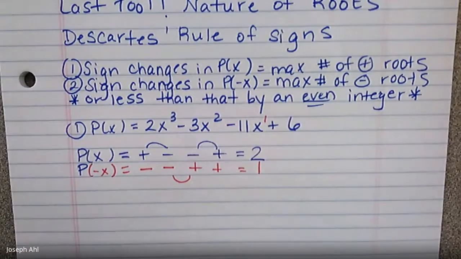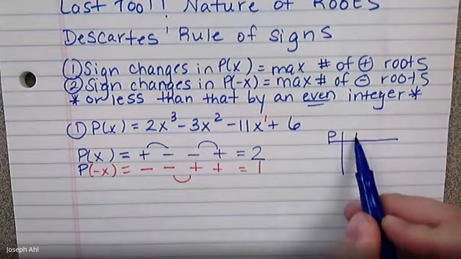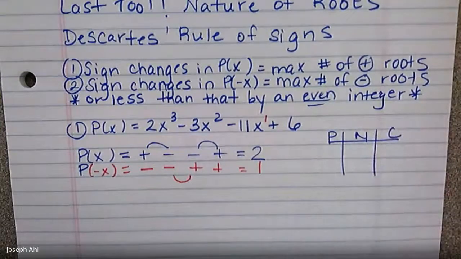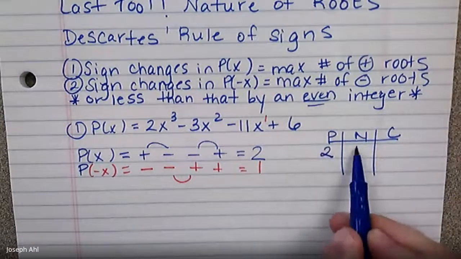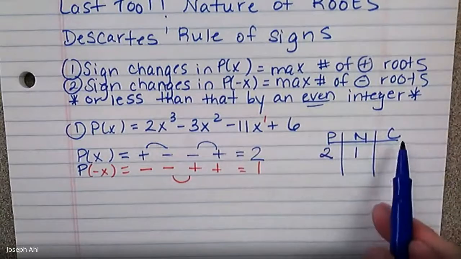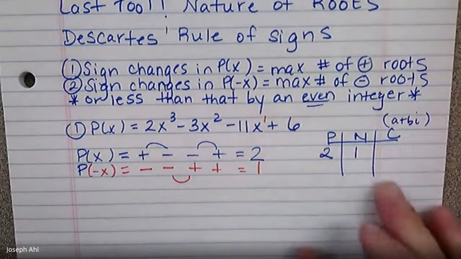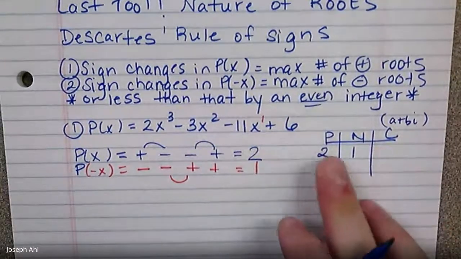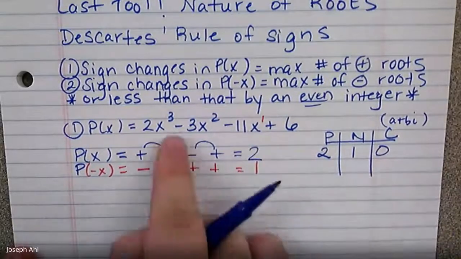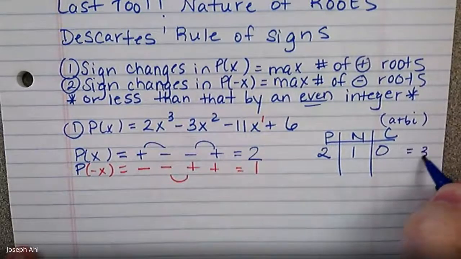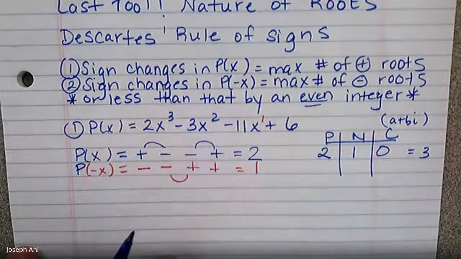So what you're going to do off to the side is make a chart. And the chart's going to have 3 columns: P, N, and C. I think it's obvious what P stands for and N stands for. P is positive and N is negative. But C stands for complex roots. Remember, complex is something of the form a plus bi, anything with imaginary roots. Well, if you have 2 positive and 1 negative, I know that we have no complex roots because it's a cubic polynomial. Each of these rows has to add up to 3. You can only have a max of 3 roots if it's a cubic.